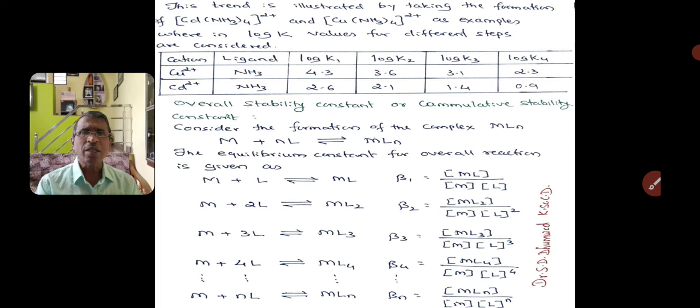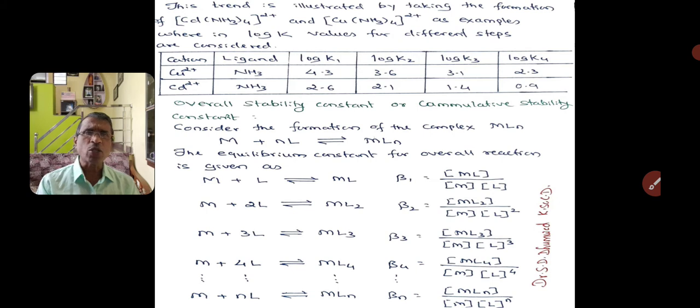Now consider how to calculate the overall stability constant or cumulative stability constants. For this, consider the generalized equation for the formation of a complex MLn. That is, M reacts with n number of ligands to form MLn complex, where n is the coordination number, L is the ligand and M is the central metal ion. It is not the metal.